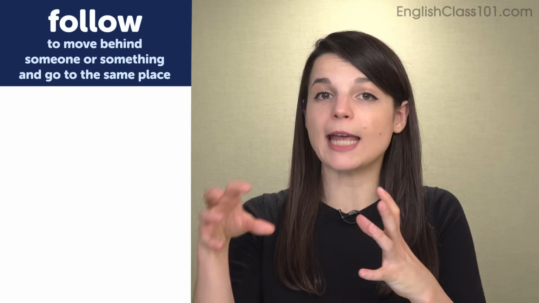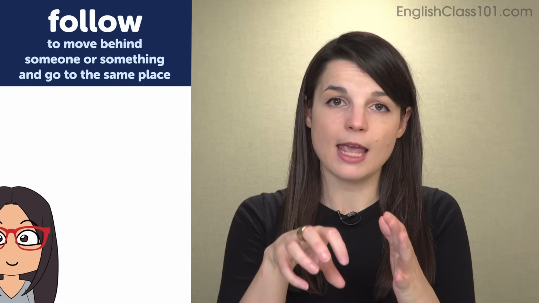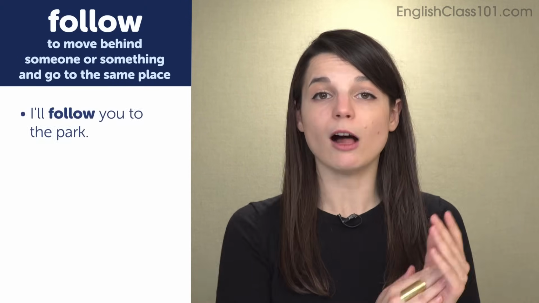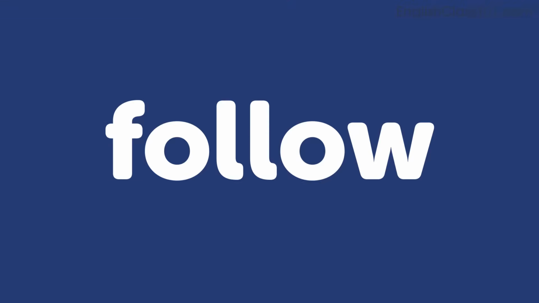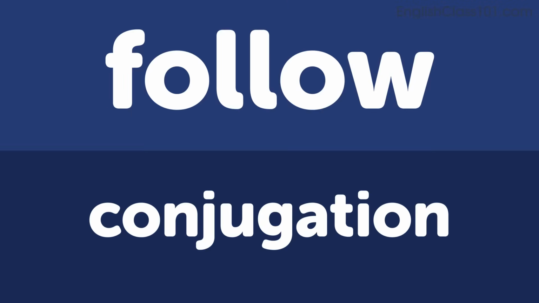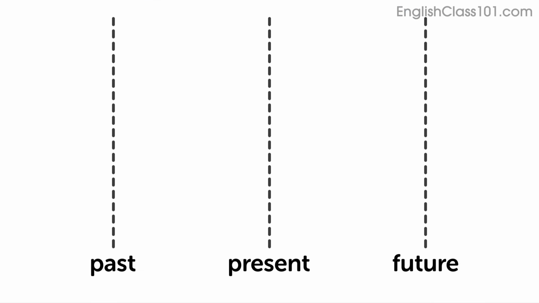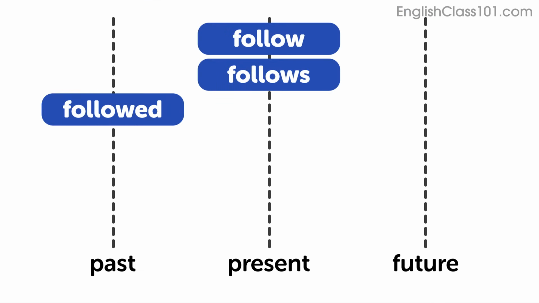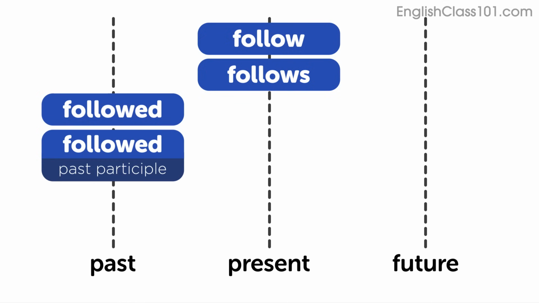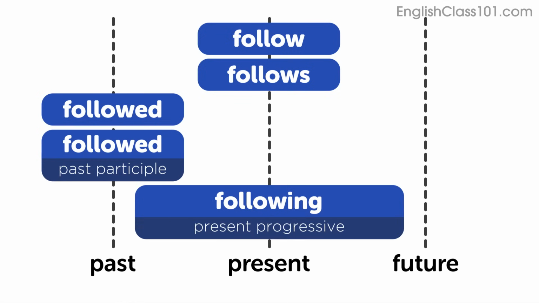So the basic definition of this verb is to move behind someone or something and to go to the same place that that person or thing is going to. Examples. I'll follow you to the park. Follow me. I know where we're going. The conjugations of this verb now. Present: follow, follows. Past: followed. Past participle: followed. Progressive: following.